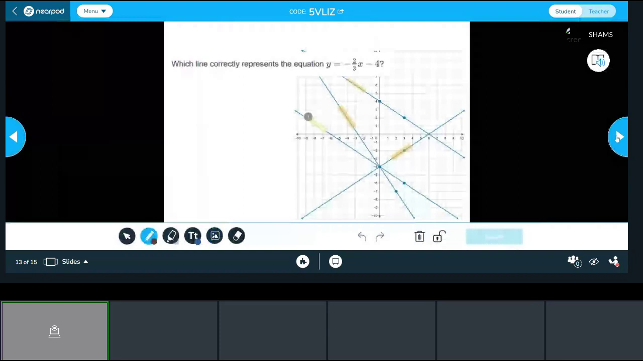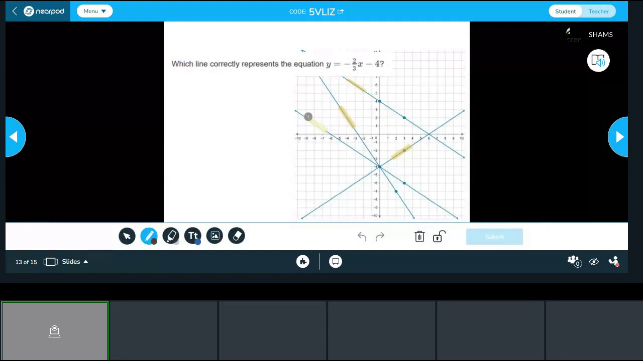Okay. Here we have this question. It says, which line correctly represents the equation y equals negative 2/3 x minus 4? Please pause the video at this time. Try to figure out the answer on your own. Then unpause it and see if you were correct. And then look at it very carefully to see why the certain answer was correct.